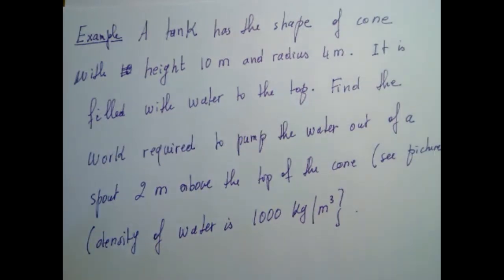Okay. So the idea here is it's the same picture. I want to have a paper from the top. I have a cone, I'm going to draw it like this. This is my cone, and this cone is filled with water all the way to the top. And there is a spout. We're going to pump the water from a spout, which is 2 meters above. So my spout goes like this. This is 2 meters here. Okay, and I want to drop the water from here.